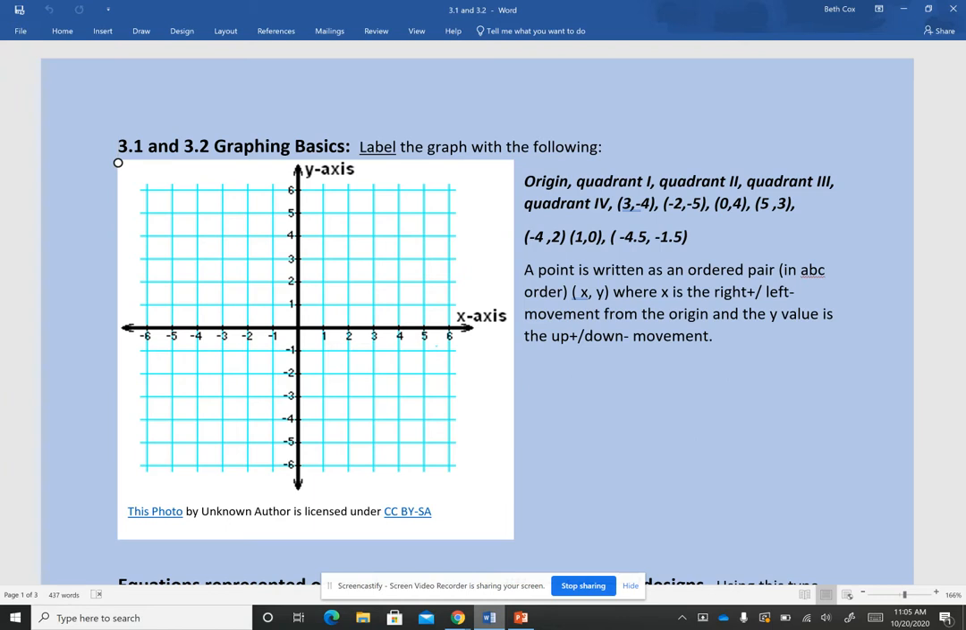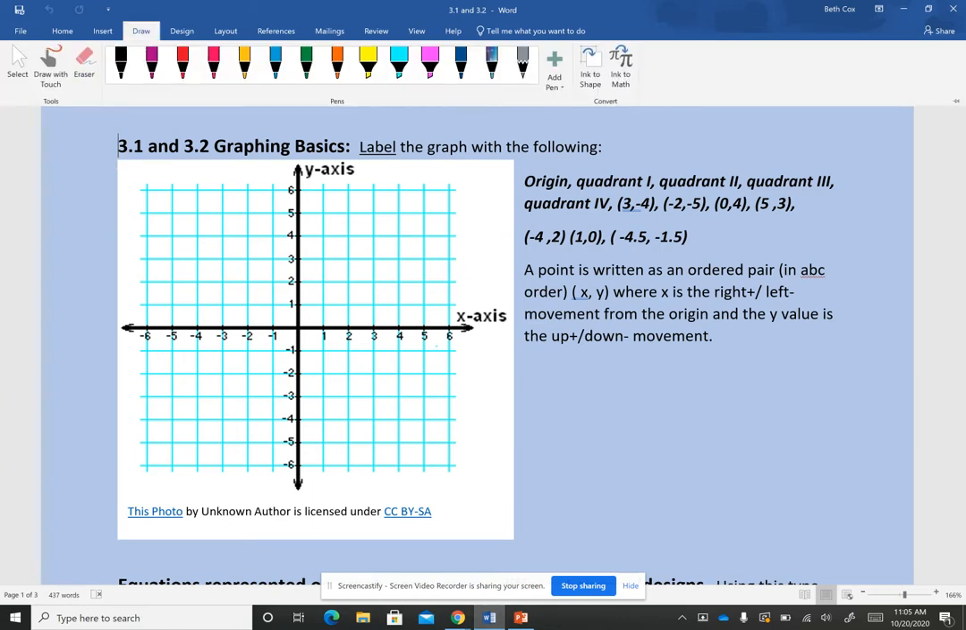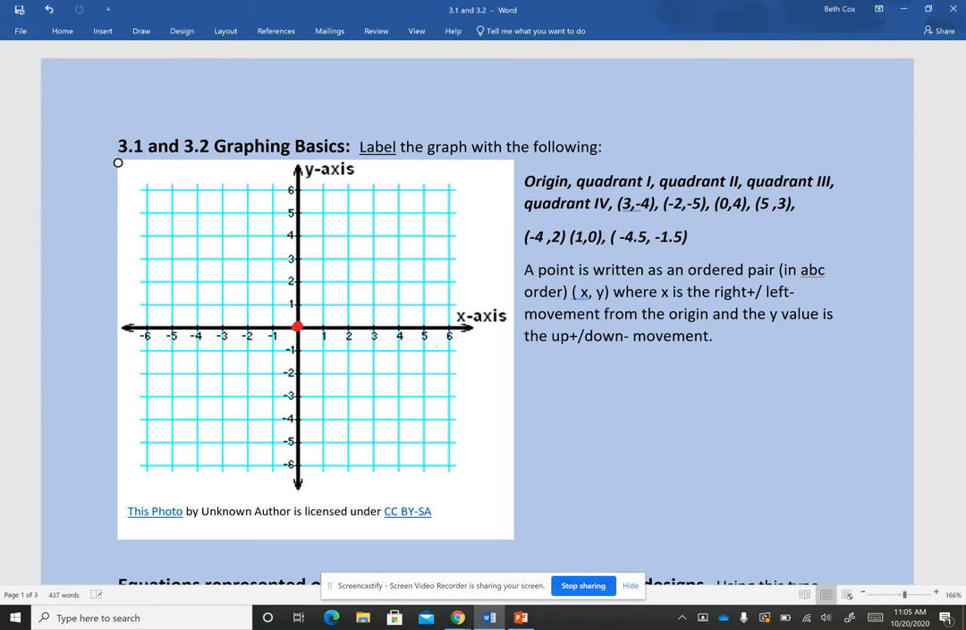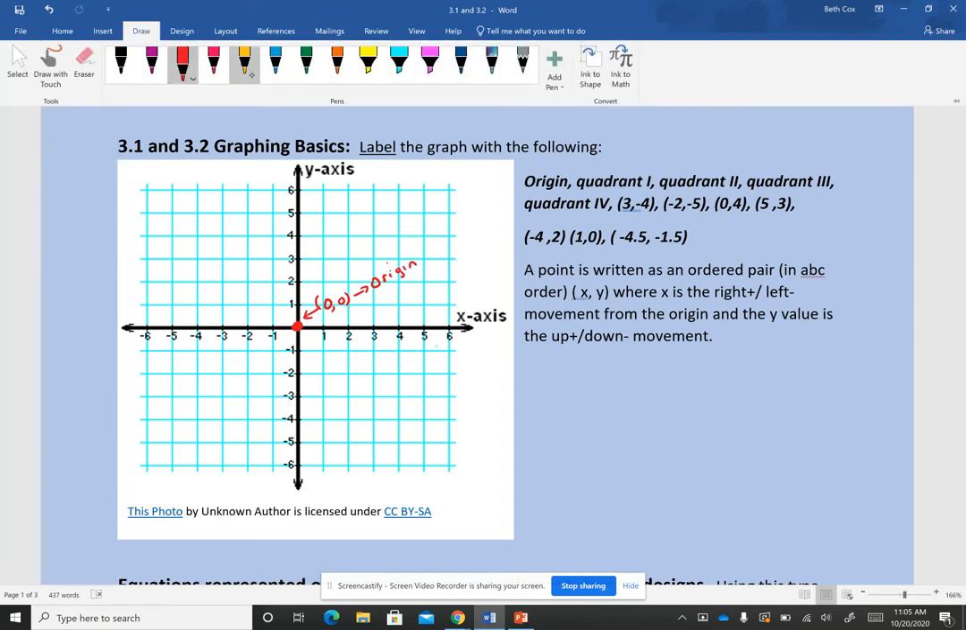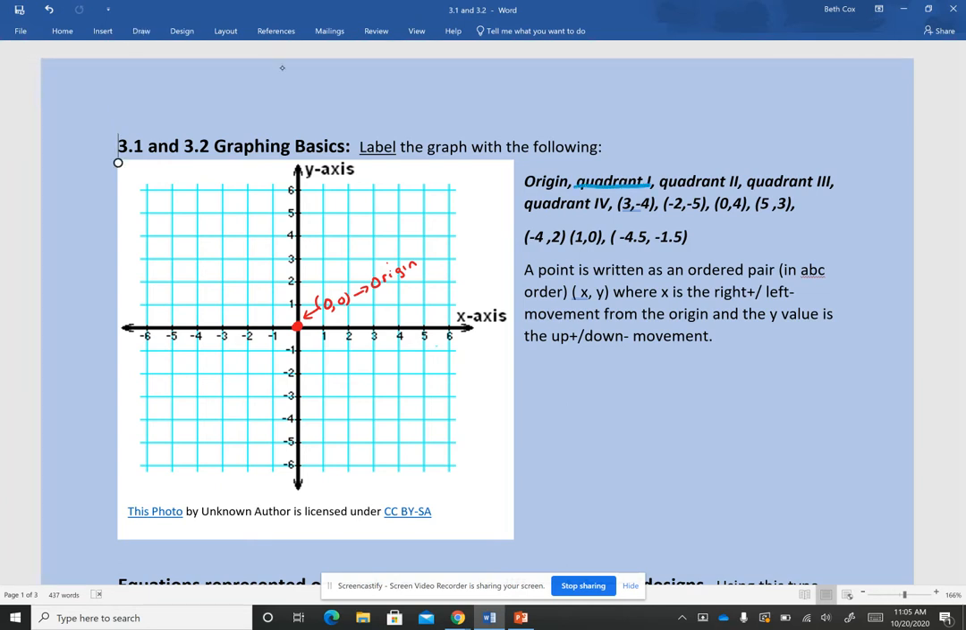Okay, so the origin is the first one. The origin is what we would consider the beginning, and it's the center of the graph. This point right here is 0, 0, and that is called the origin. Now if you'll notice the quadrants, we have quadrant 1, quadrant 2, quadrant 3, and quadrant 4. You notice we have 4 sections.